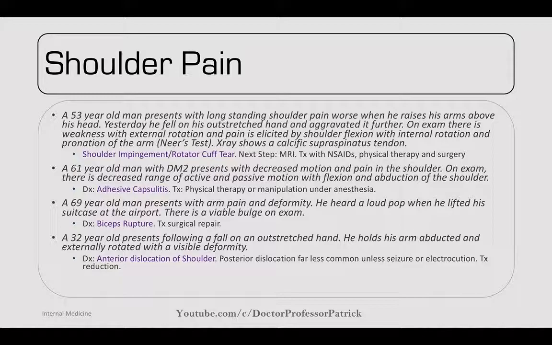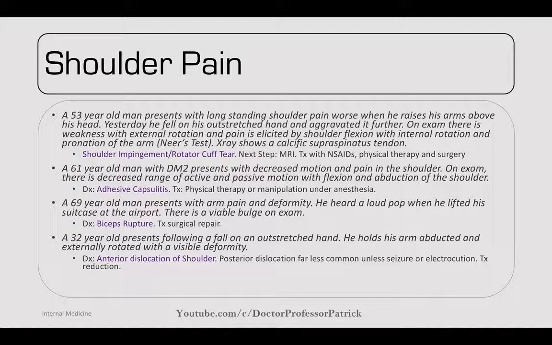Going to the shoulder, we've got a 53-year-old man with a long-standing shoulder pain, worse when he raises his arms above his head. Yesterday he fell on his outstretched hand and aggravated it further. On exam, there's weakness with external rotation, and pain is elicited by shoulder flexion with internal rotation and pronation of the arm, or Neer's test. X-rays show a calcific supraspinatus tendon. So this is a shoulder impingement or rotator cuff tear. The next step would be MRI, and to treat with NSAIDs, physical therapy, and surgery if needed.